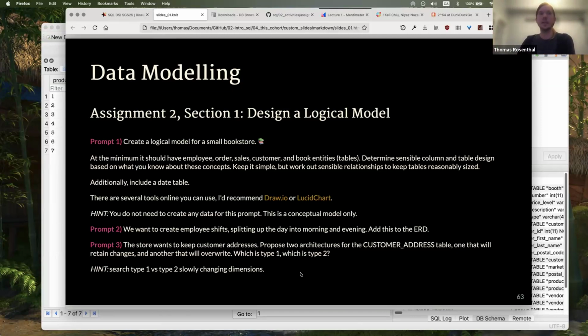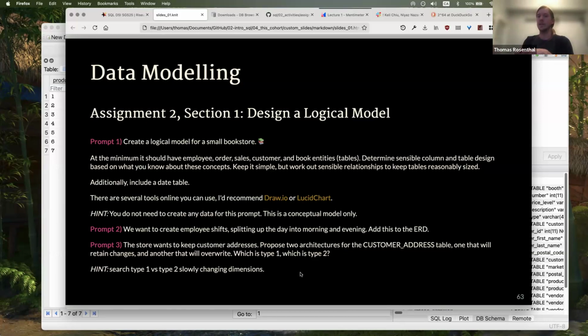Prompt number 3 here: the store wants to keep customer addresses. Propose 2 different architectures for the customer address table, one that will retain the table and another that will override it. This is more like a written response. Describe how these are different, which is type 1, which is type 2. Present columns, you're making a small table. Again, you're not populating, but your column designations will determine which of the 2 architectures you're proposing.